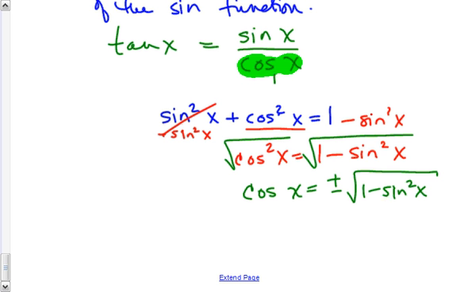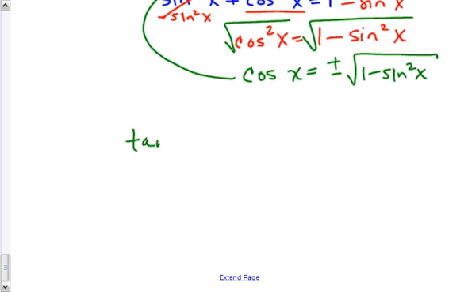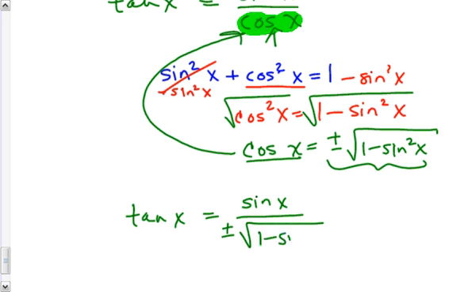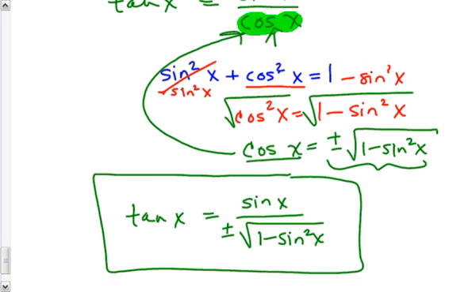So what I'm going to do is take this out and plug that in. So I'm going to get tangent of x equals, copy this down up here, sine of x over, instead of cosine, I'm going to put in this plus or minus the square root of 1 minus sine squared of x. That's your answer. So we get tangent in terms of sine. That's right from the bottom of this, because they just ask you to get tangent in terms of sine. That's it. And it has a fraction with a denominator as well.